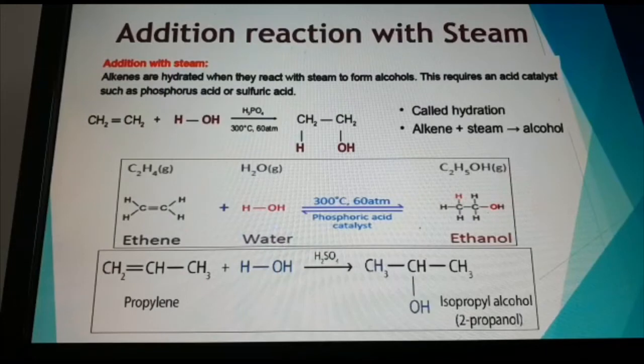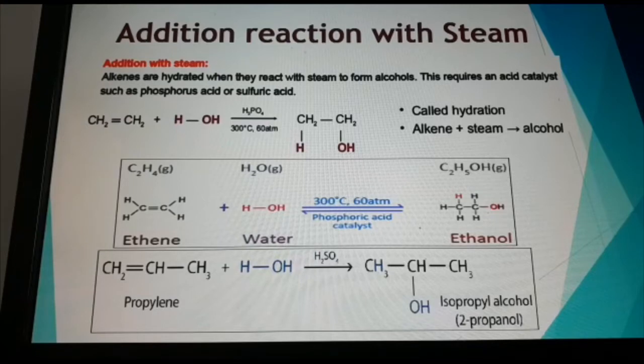Next one is the addition reaction with steam. Steam means the gaseous form of water. Actually it is the reaction of alkenes with water. This is called hydration. What do we mean by hydration? Simply we can say hydration is the interaction of a substance with water.